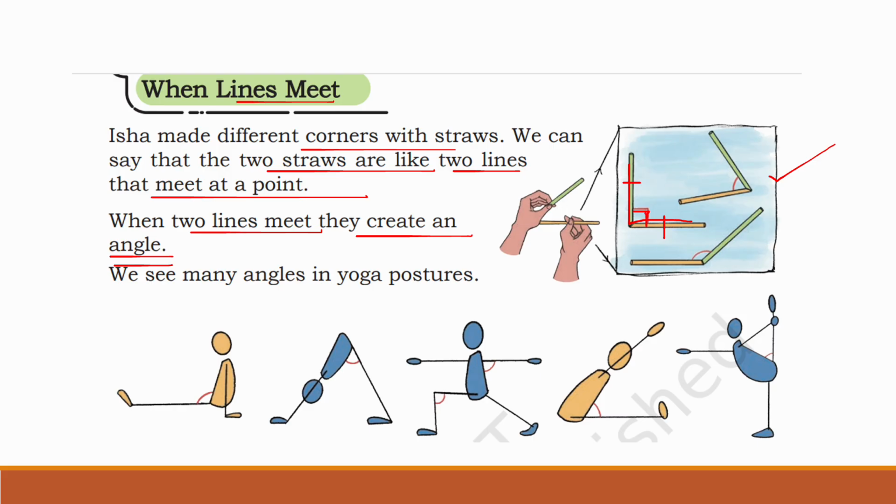See the next picture, you can see an angle here. See, this is an angle. So, when two lines meet, they create an angle. See, this is another angle.